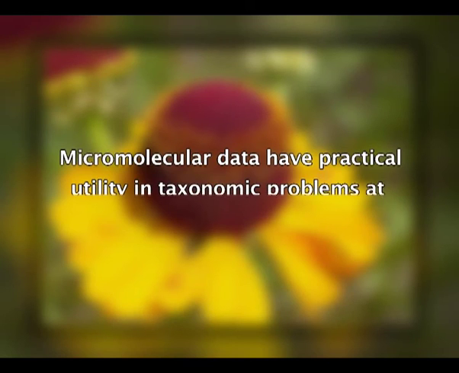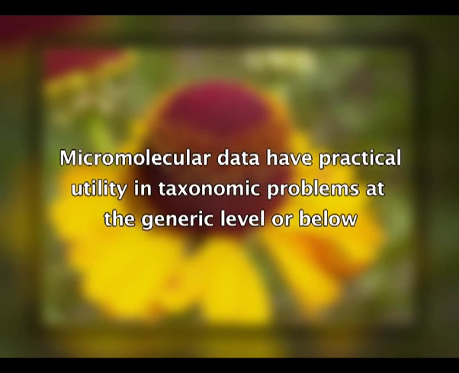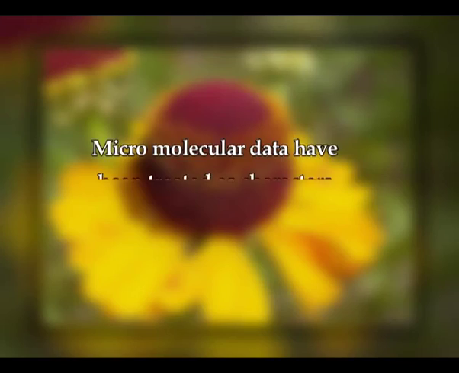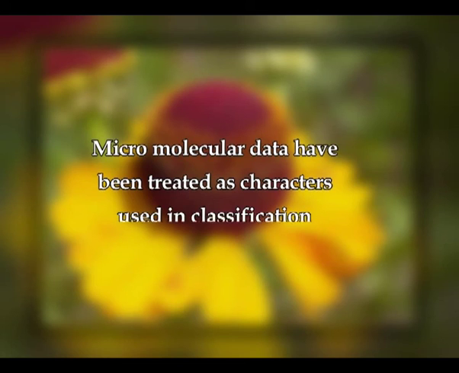Micromolecular data have practical utility in taxonomic problems at the generic level or below. They have been used to study variation caused by natural hybridization as well as other problems. In such studies, micromolecular data have been treated as characters used in classification. Generally, macromolecular data are most helpful when applied to problems of phylogeny above the generic level.